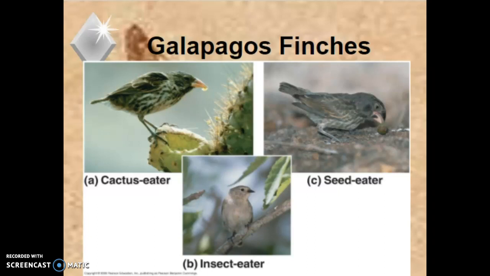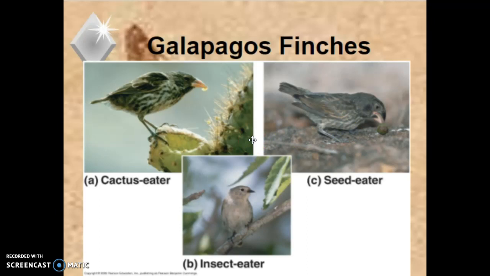There are some islands in the Galapagos where it's really dry, and in those islands you see lots of cacti. Well, look at the beak on this finch. Contrast that with this insect eater that lives on a wetter island. And then look over here at the seed eater on an island that's got a rainy season and a dry season. Their beaks match their environment, sort of like the Greeks saw.